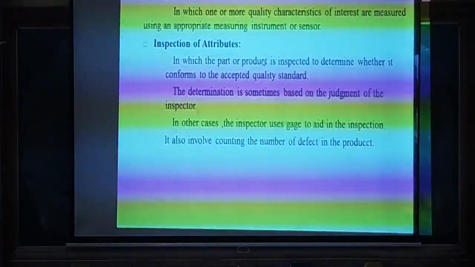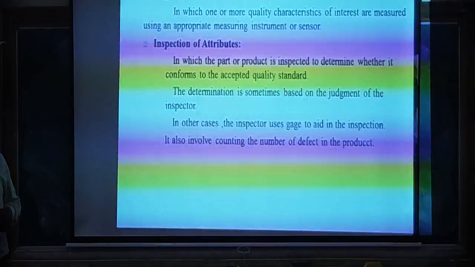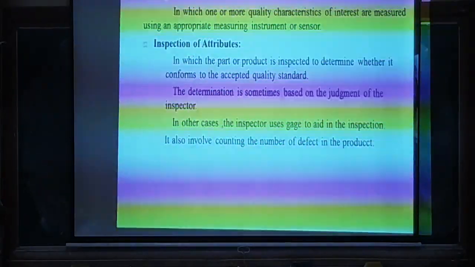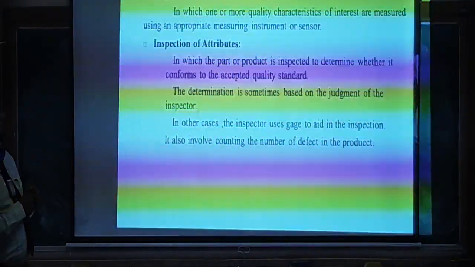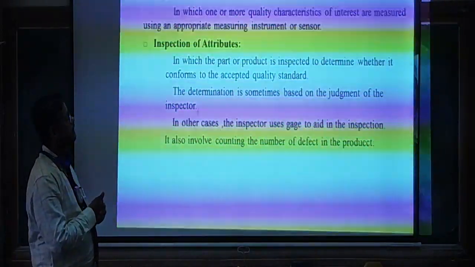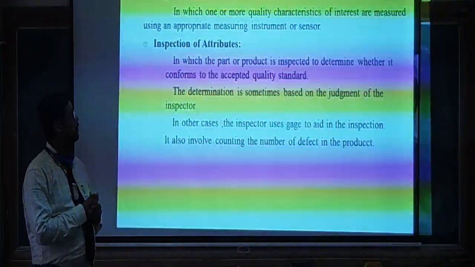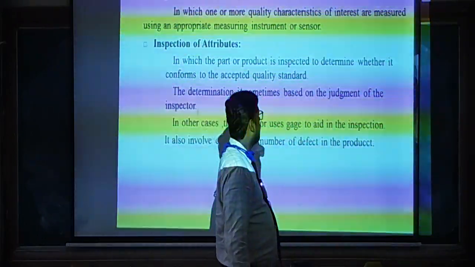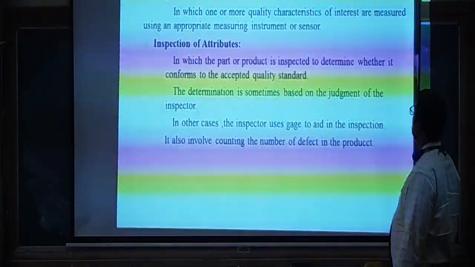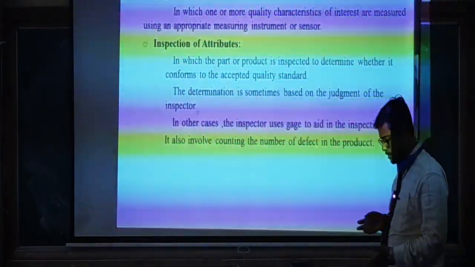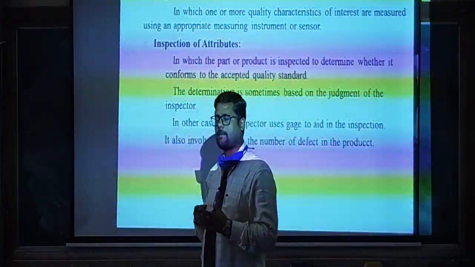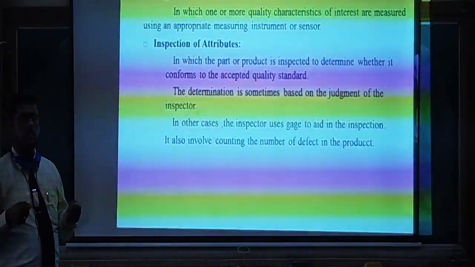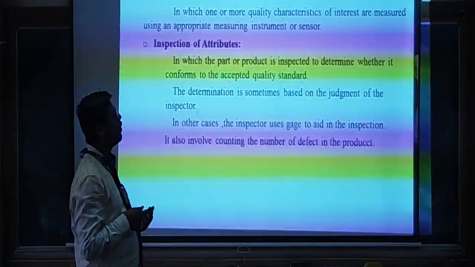So next, what are the types of inspection? In the types of inspection we have inspection of variables and inspection of attributes. In inspection of variables, one or more quality characteristics of interest are measured using an appropriate measuring instrument or sensor. Here the characteristics of interest can be anything. As in the last class, I explained about the diameter of the shaft. Similarly, for a square, that is a prismatic component, the length, width and height are the quality characteristics.